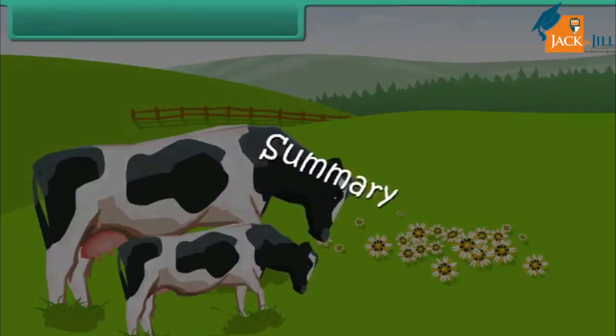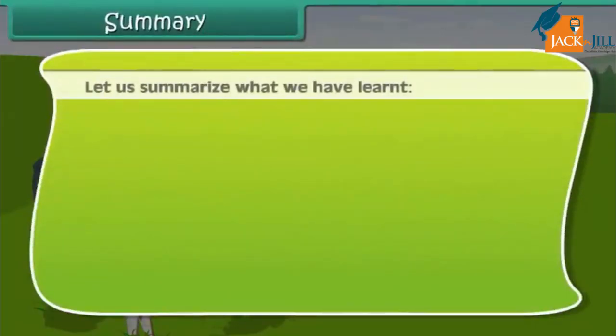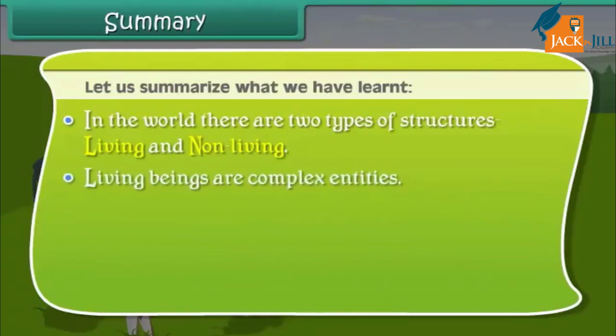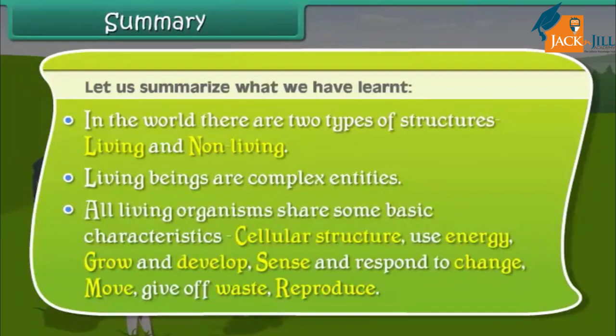Summary. Let us summarize what we have learned. In the world, there are two types of structures: living and non-living. Living beings are complex entities. All living organisms share some basic characteristics: cellular structure, use energy, grow and develop, sense and respond to change, move, give off waste, and reproduce.